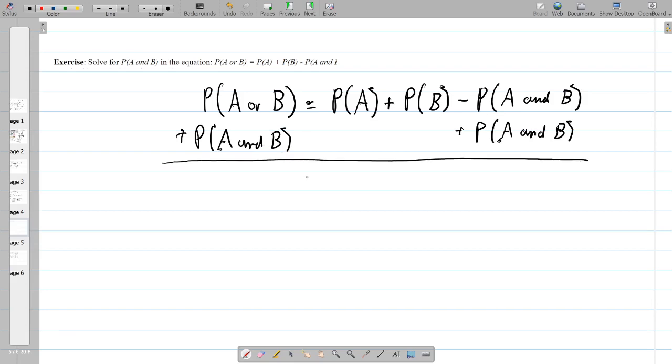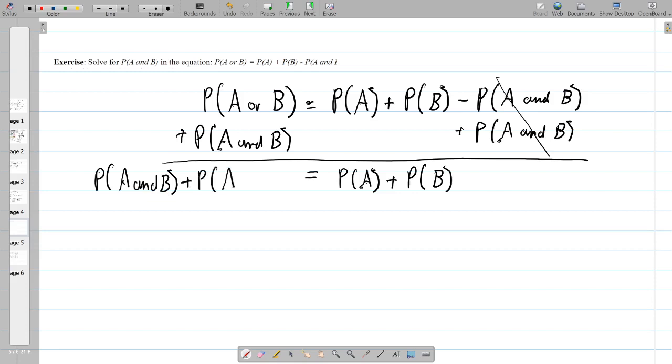The point is on the right side, this cancels. I have a minus and a plus, so I'm left with just probability of A plus probability of B. Here, there's nothing I can combine, but I have probability of A and B plus probability of A or B.